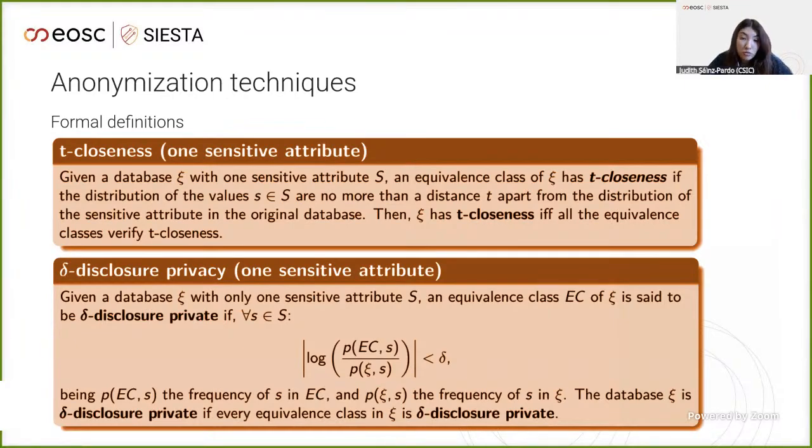And we can also measure such distance between the distributions with other metrics, such as delta disclosure privacy, which calculates the probability of a certain value of the sensitive attribute in an equivalence class and the same, but in the whole database, and we have it bounded. We have a lower and an upper bound given by delta and minus delta.